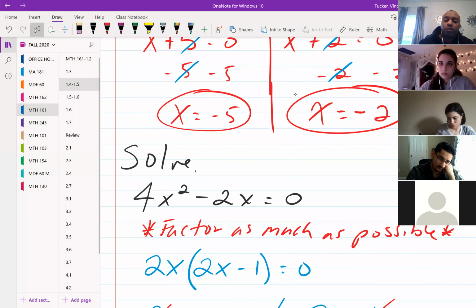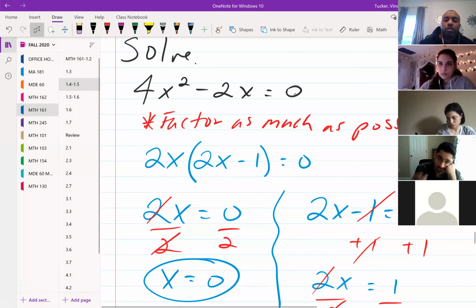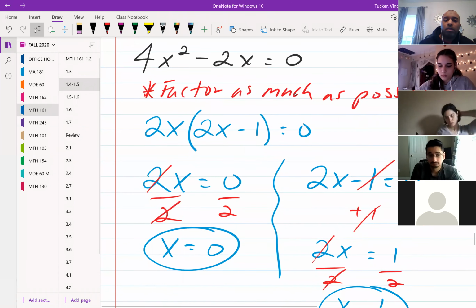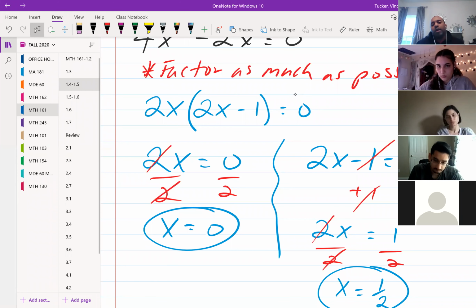Once you factor as much as possible, you can go ahead and set each part equal to 0. And those would be your two solutions. 2x equal to 0. Divide both sides by 2. X is equal to 0. And then 2x minus 1 equal to 0. Add 1 to both sides, then divide by 2. X is equal to 1/2.